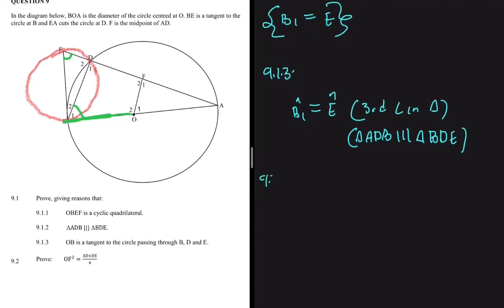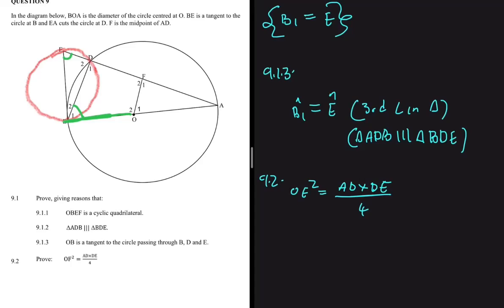So 9.2 says let's prove that OF squared is equal to AD, not triangle D, but AD multiplied by DE, divided by 4. So as soon as you see a question asking you to prove something like this, either you have parallel lines or you have similar triangles. If you have parallel lines, then you can play with the sides. If you have similar triangles, then you can play with the sides, right? So clearly here we have similar triangles, so we're going to use them. If we had parallel lines, we would use the parallel lines. We know fully well our theorems.